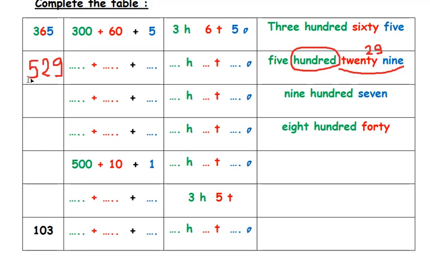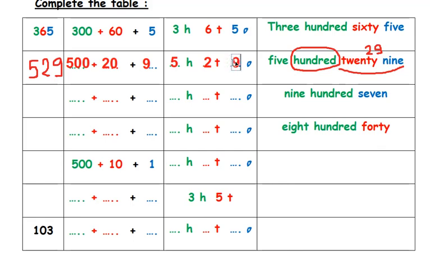529. How many hundreds do I have? 5. 500. So I write 5 and 2 0. Then 29. 20. You know the 20? It's 2 and 0. And the 9, it's the ones. Okay, great. Okay, what's the H number? 500. Great. And the tens, how many tens do I have? 20. Okay, I have 2 tens. And the ones, it's 9.